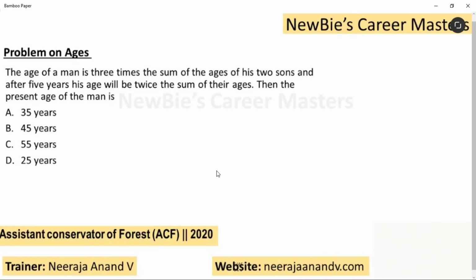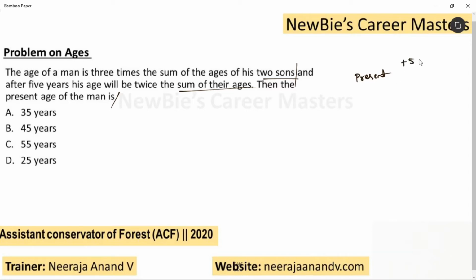The question that we are solving is from problems on ages. Okay, the question is, the age of the man is 3 times the sum of the ages of his 2 sons, and after 5 years, his age will be twice the sum of their ages. Then the present age of the man is. See, ages topic is all about equation creation. If you create the proper equation, then you will get the proper answer. That's it.